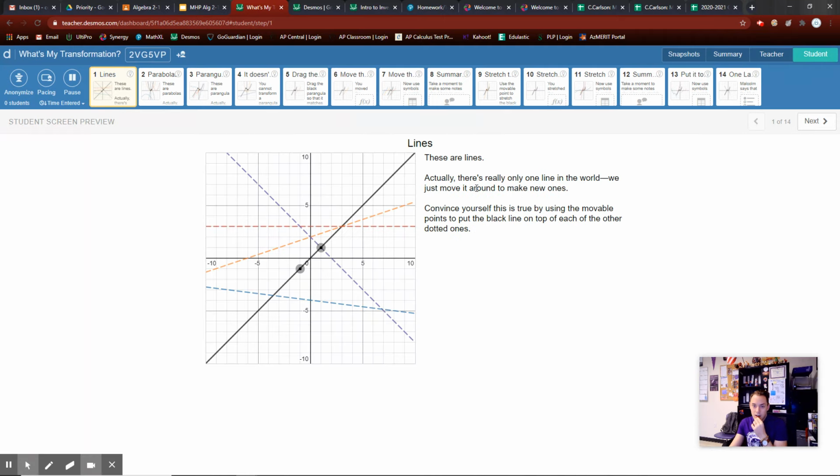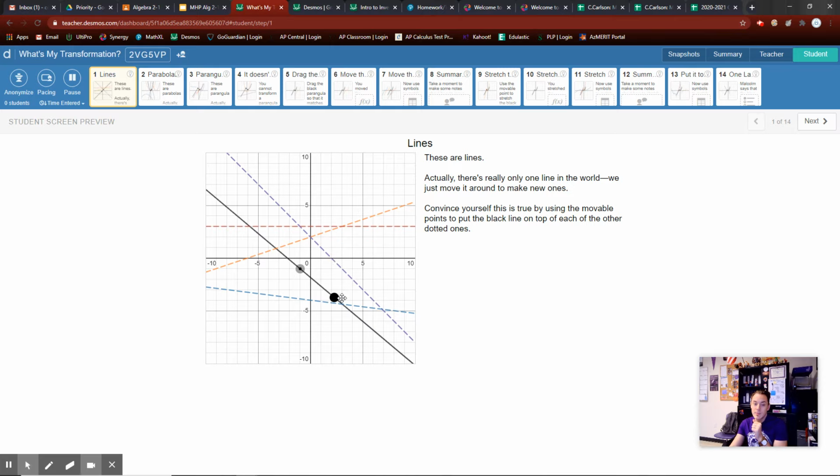Awesome. All right. These are lines. Perfect. These are lines. Actually, there's only one line in the world, and we just move it around to make new ones. And that's true. That's true, guys. I need you to understand that. There's technically one line in the world, and we just move it around to make total new ones. We move it around constantly. Convince yourself this is true by moving these points.